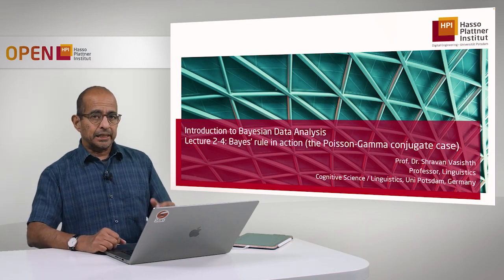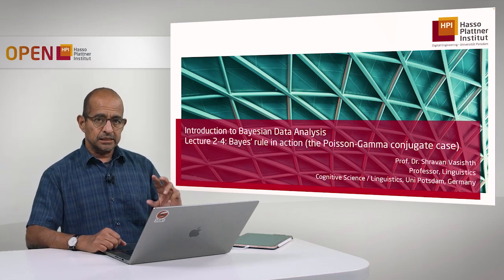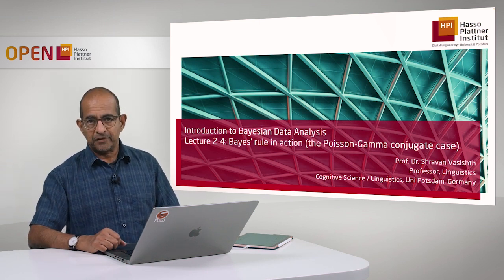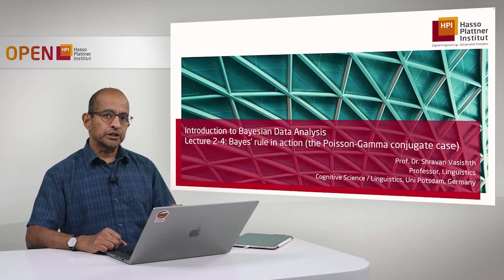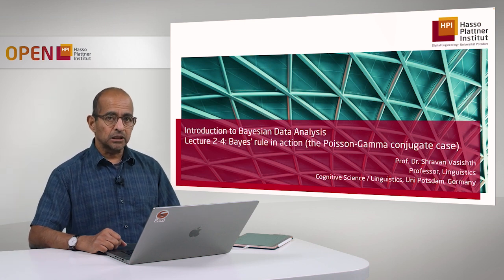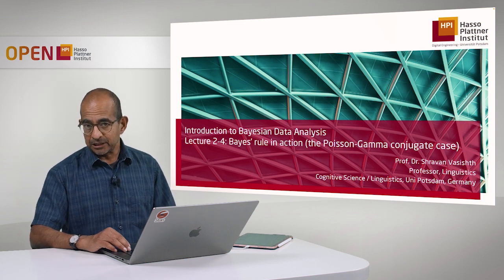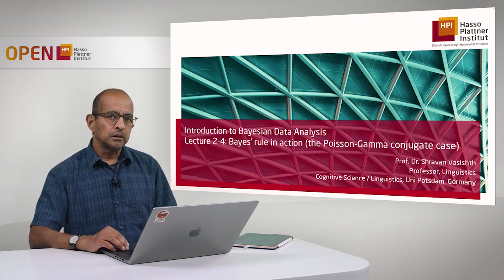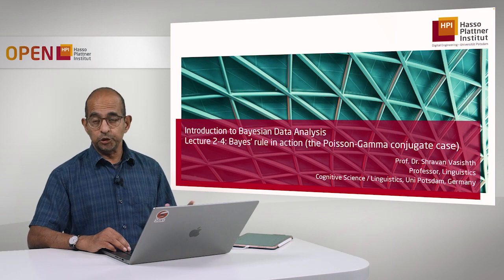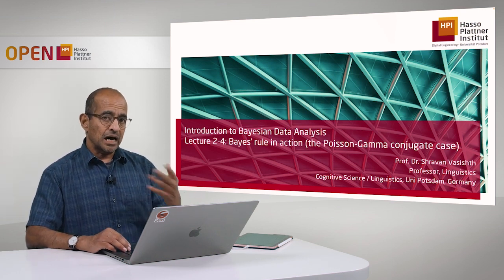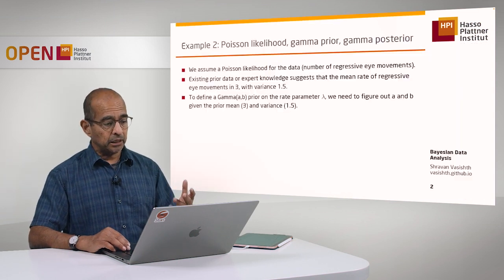So what we've been looking at in the previous lecture is the Poisson-Gamma conjugate case, and I showed you that we have to somehow figure out what the prior is on the lambda parameter for the Poisson likelihood, and we know that the gamma distribution is a reasonable probability density function we can use as a prior for the lambda parameter. But the interesting question now is how to figure out what A and B are, right?